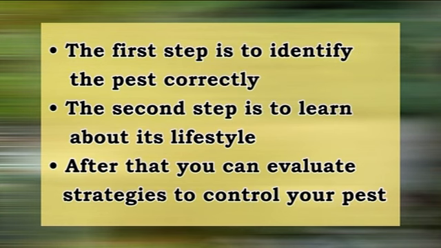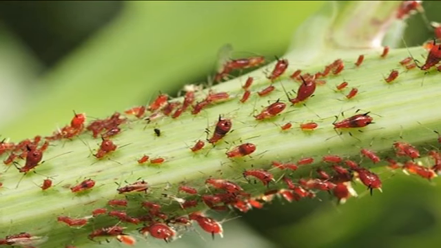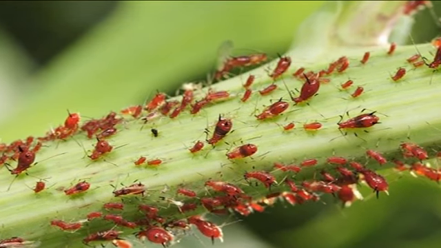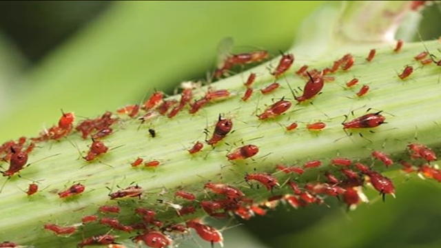Effective pest control requires some knowledge about the pest and its habits. The first step is to identify the pest correctly. The second step is to learn about its lifestyle. After that, you can evaluate strategies to control your pest. The number of pests in communities, on farms and pastoral stations must be controlled. Control is necessary so that people, their stock and food supplies are not destroyed or contaminated, and the health of humans is not put at unnecessary risk.